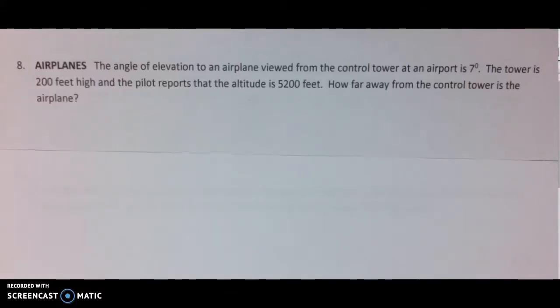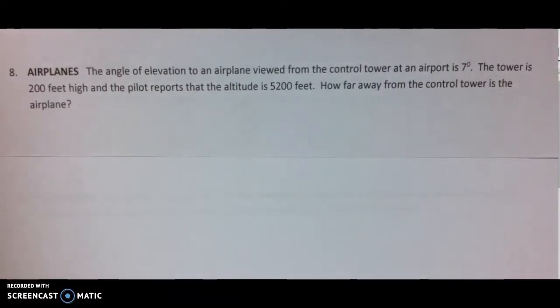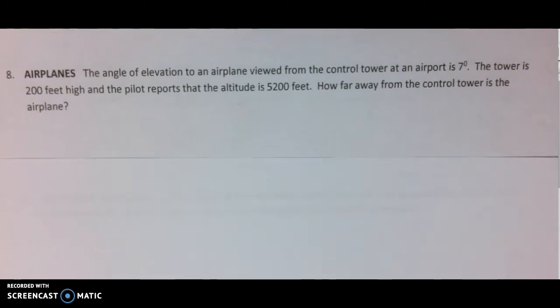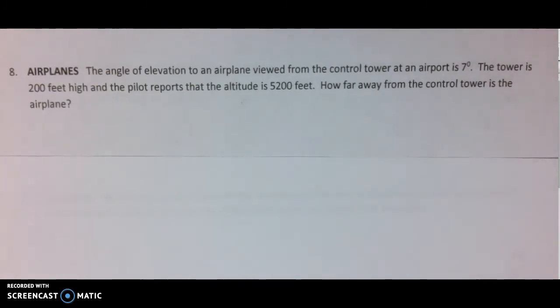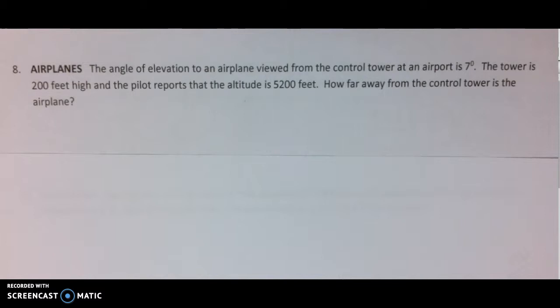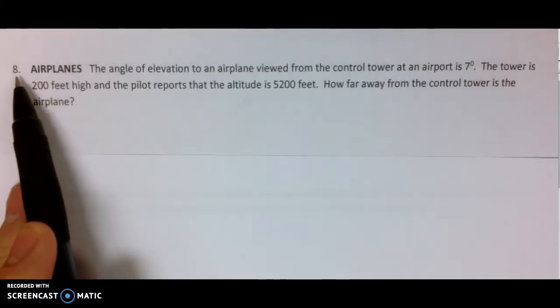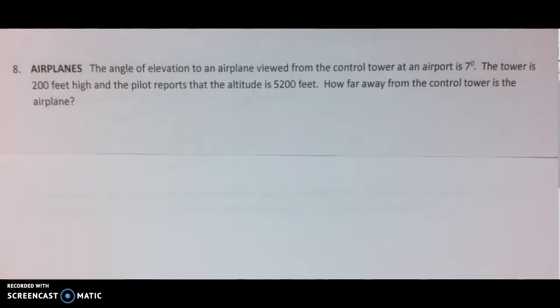Hey there, everybody. For this video, we're going to be talking about a trig application problem in which we are not given a diagram, so therefore we have to create our own. So we're going to be focusing here on number 8. This is from the Day 4 worksheet if you're in my college algebra course.